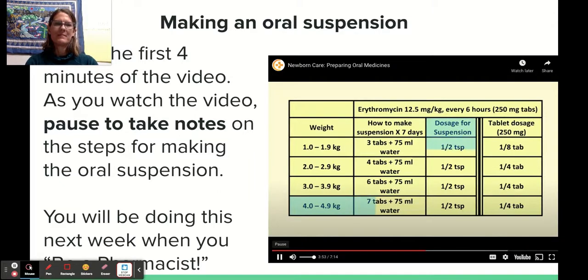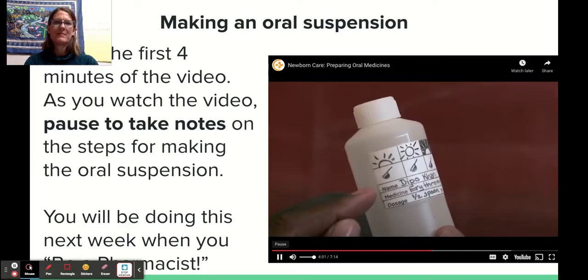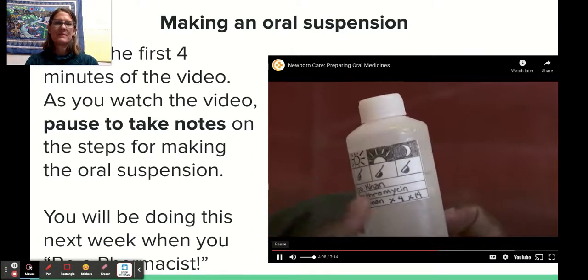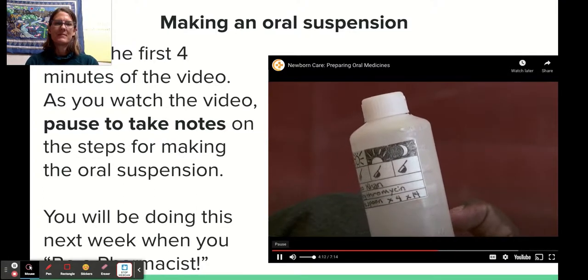The baby's dose is 1/2 teaspoon of medicine every 6 hours. Always label the medicine with the name of the baby, the name of the medicine and the dosage, how much medicine to give the baby, how often to give it, and for how many days.